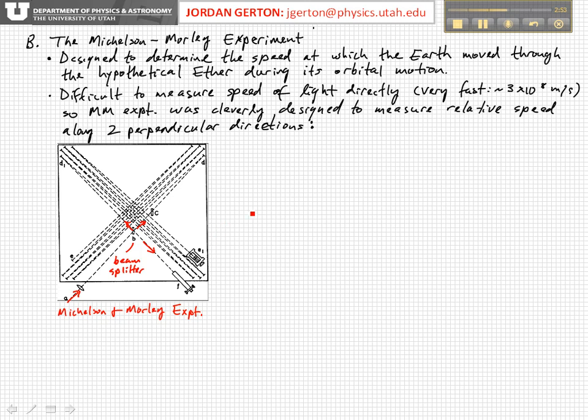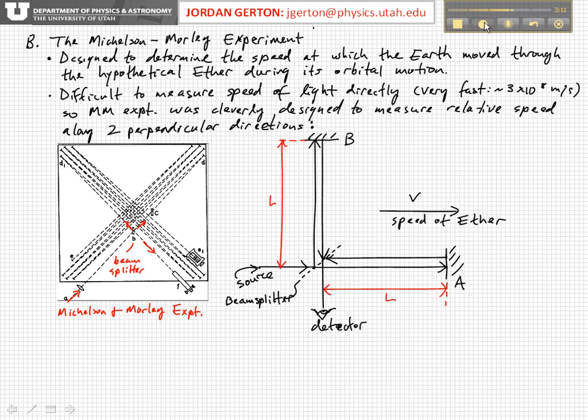Now we're going to simplify this so that it's a little bit easier to think about, and so we can label some things a little bit easier. So I'm going to draw a much more simplified version of this right now that contains all the important elements. Okay, so here's a much more simplified schematic.